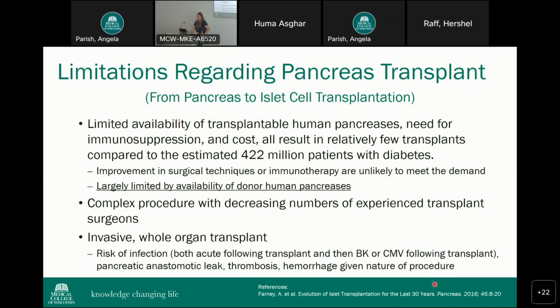Largely what we're limited by is that we have over 400 million patients with diabetes and just not enough whole organs to go around. Also, it's a very complex procedure, as you saw by that one graph, with lots of sutures and reconnecting of things. And a whole organ transplant is an invasive procedure with significant risk.